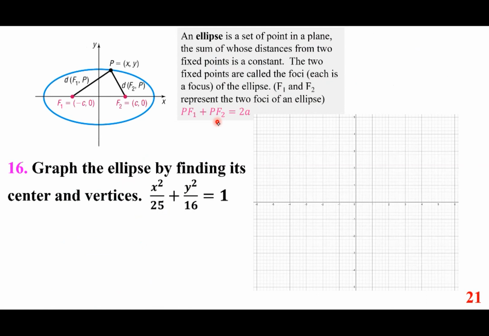So let's take a look at this. Let's plug in one of those. So if it's centered at (0, 0), if you pick any point on an ellipse and connect it to the two foci F1 and F2, PF1 plus PF2 is fixed and it's equal to 2a.